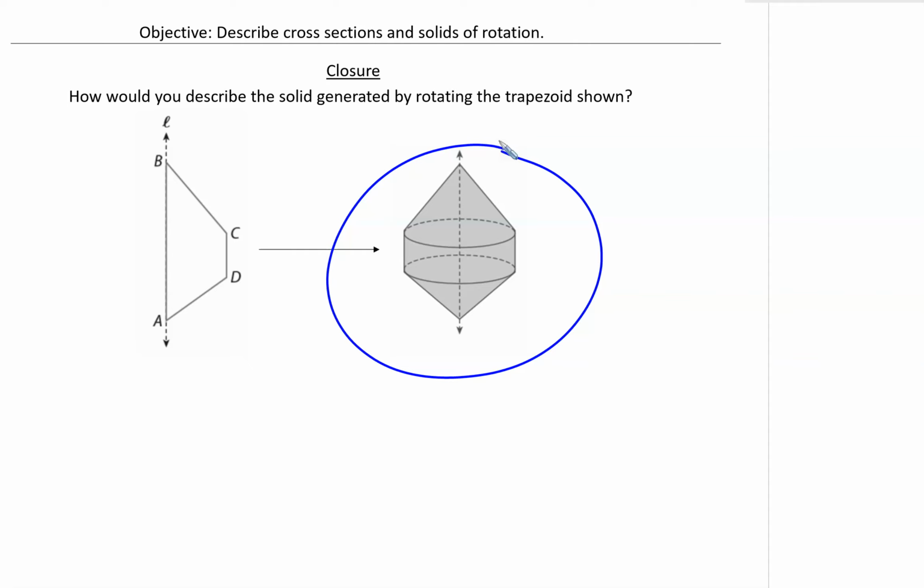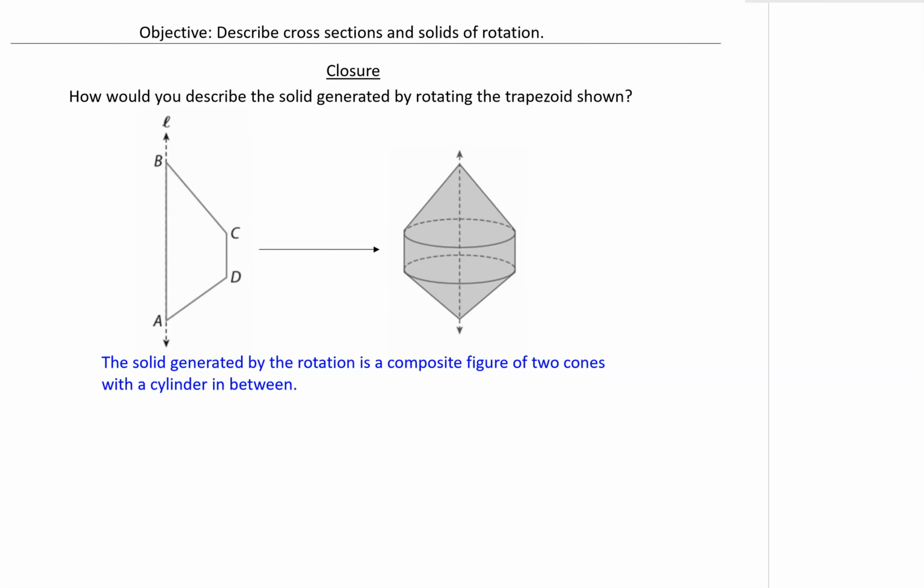All right, let's take a look. So how would we describe this? Because it's not by itself. So what we call this, if you recall, is a composite figure. So it is a three-dimensional figure or solid that is composed of more than one type of solid. So one way that we could describe it would be to say that it is two cones with a cylinder between them, or in between.